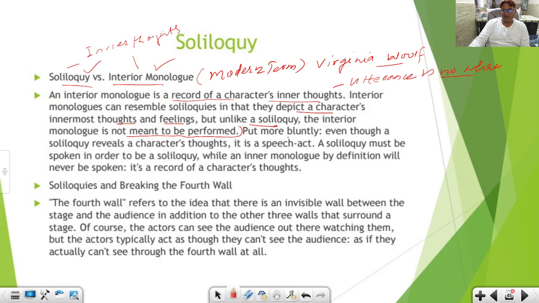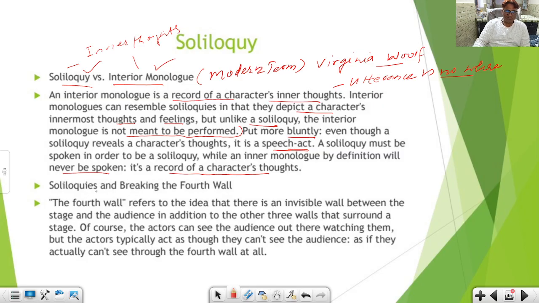Put more clearly, even though a soliloquy reveals a character's thought, it is a speech act, that is, spoken. A soliloquy must be spoken in order to be a soliloquy, while an inner monologue or interior monologue, by definition, will never be spoken. Now the thing is clear: soliloquy is always spoken, it is a speech act, but interior monologue is never spoken, it is just a record of characters' thoughts and feelings.